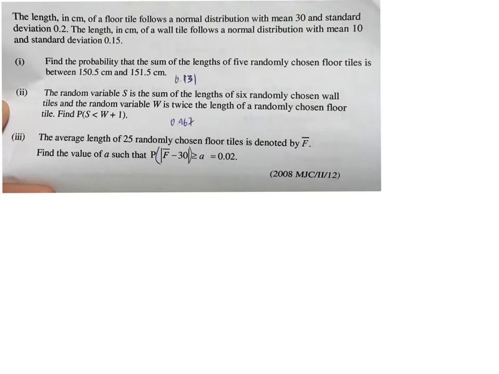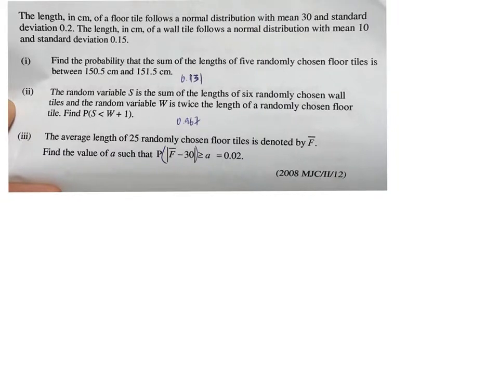So this is question 5 of the tutorial. The length in cm of a floor tile follows a normal distribution with mean 30 cm and standard deviation 0.2. And the length in cm of the wall tile follows a normal distribution with mean 10 and standard deviation 0.15. So it'll be good, right?